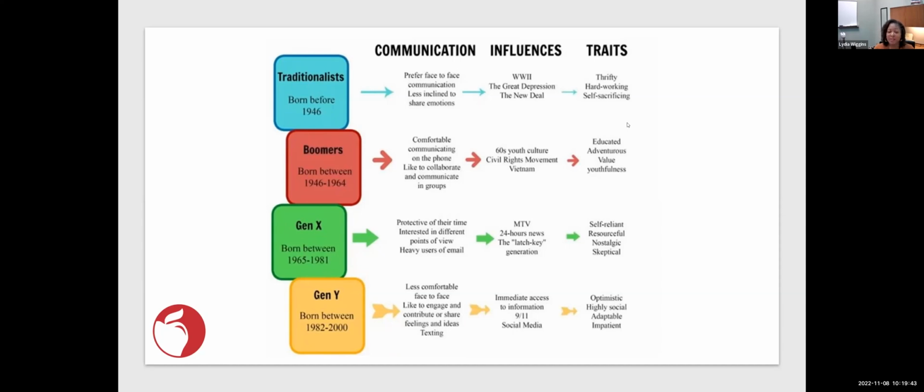I want you to take another look at the three things: communication, influences, and traits. Do you agree with them as they line up with your generation, or would you say they're off a little bit? I know we might not have a lot of traditionalists on the call to speak up, but I'd like you to come off mute if you believe that what aligns with your generation also aligns with your communication, influences, and traits.